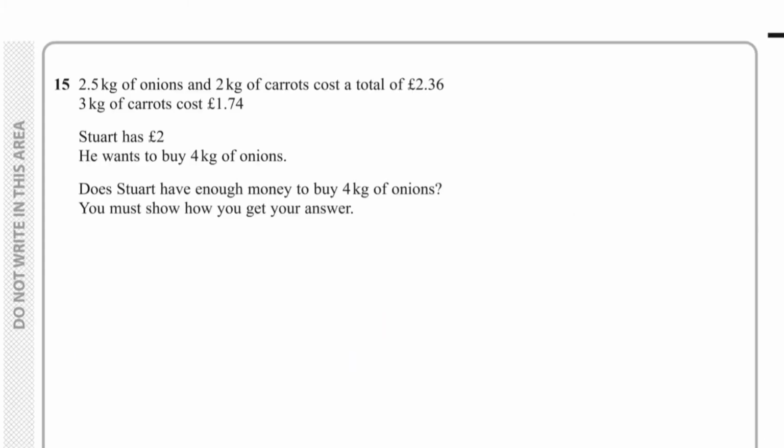Question number 15. 2.5 kilograms of onions and 2 kilograms of carrots cost a total of £2.30, and 3 kilograms of carrots cost £1.74. Stuart has £2. He wants to buy 4 kilograms of onions. Does Stuart have enough money to buy 4 kilograms of onions? You must show how you get your answer.